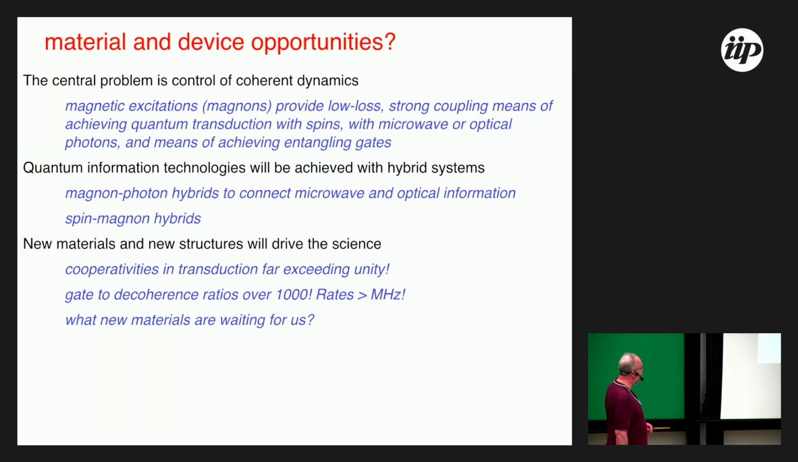Okay, so summary slide here. What are the material and device opportunities for quantum magnonics? This is really a problem of coherent dynamics. The magnetic excitations are low-loss, strong coupling means of coupling things. They just don't have good enough coherence times to really be the qubits themselves. So that pushes you towards hybrid systems.